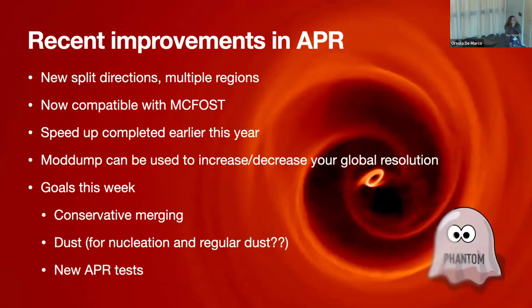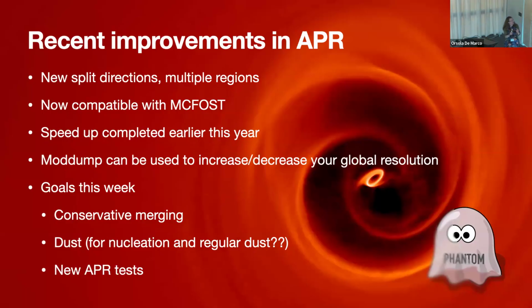Just to finish up, in the last year or so, the first thing that we've got is some new split directions thanks to FITS. The other thing that happened as a result of the workshop last year is multiple regions. I had some people asking, can I have multiple APR regions through my calculation? That's now available, but to my knowledge, nobody is using it. It's there.